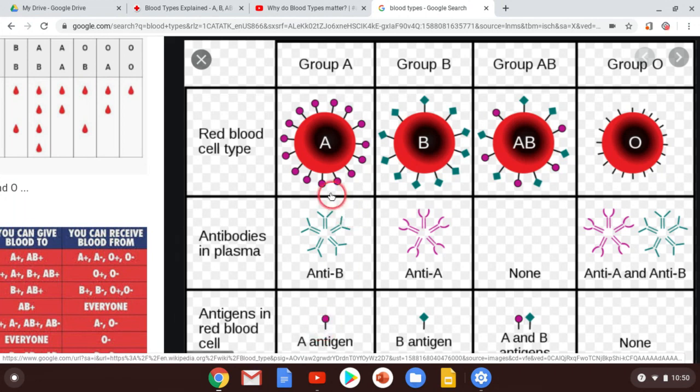These antigens are located on the cell membrane of your red blood cells. So if you have an A antigen, that means your blood type is A. If you have a B antigen, that means your blood type is B. If you have both A and B antigen, that means your blood type is AB. If you have neither A or B antigen, that means your blood type is O.